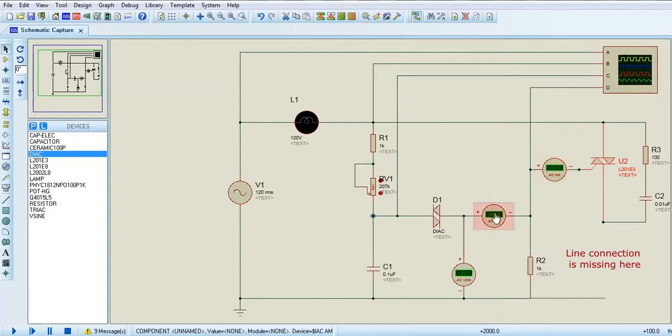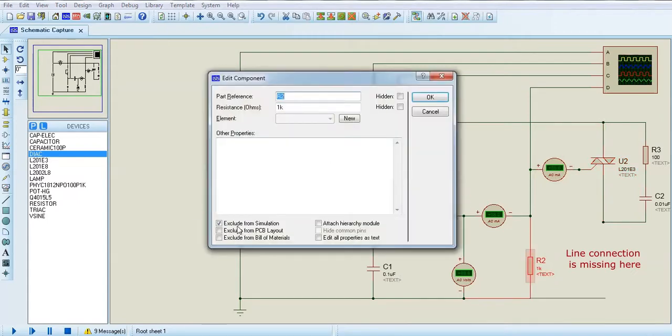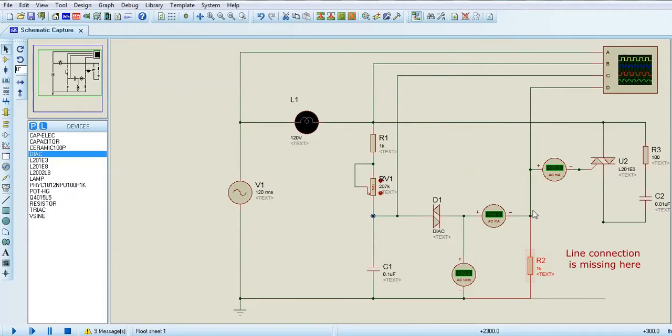Also I have put some ammeters here to measure the value of current, just to check what kind of amperes we are talking about as input to the triac. And now this resistor I'm not using right now in this simulation. As you can see here, I excluded it from the simulation, but later on we will use this in a different kind of application. For now I will keep it, but it's not going to be part of the simulation at the moment.